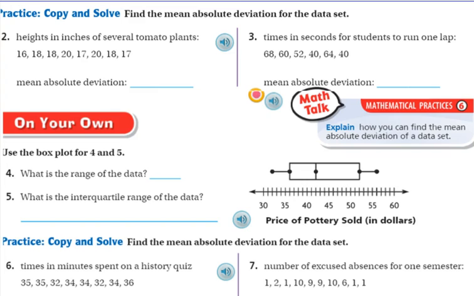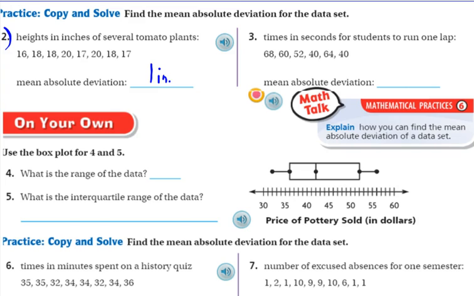The heights in inches of several tomato plants, and find the mean absolute deviation for number 2. Okay, so you might have to look back in the video or look back in your book and remember how to find the mean absolute deviation. So go ahead and pause the video and please do number 2. Okay, so the MAD, or the mean absolute deviation, and you need to probably make sure you're showing some work, probably on loose leaf, there's not a lot of room here. The mean absolute deviation for this problem is 1 inch.